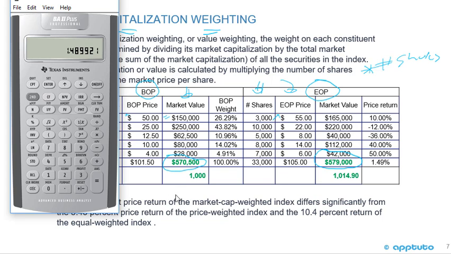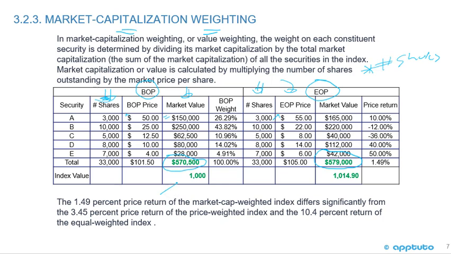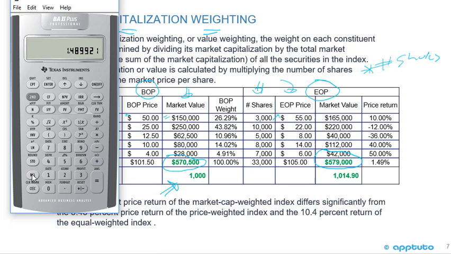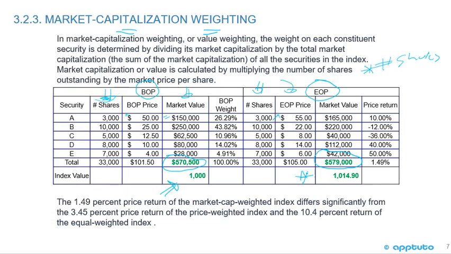So again, with this market capitalization or value weighting, we're going to have a beginning index value of 1,000. To calculate the value of the index at the end of the period, it would be 1 plus the return. So 1.0149, okay, times our 1,000 beginning index level. And we'd have an ending index level of 1,014.9, okay? So you can see this key point here is that let's look at this a little bit closely.